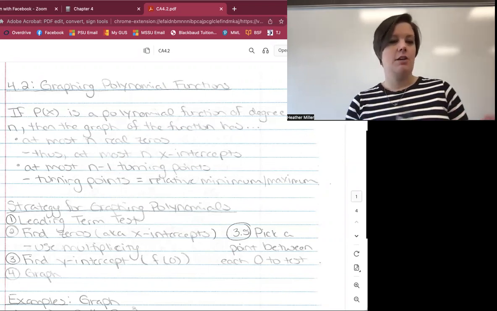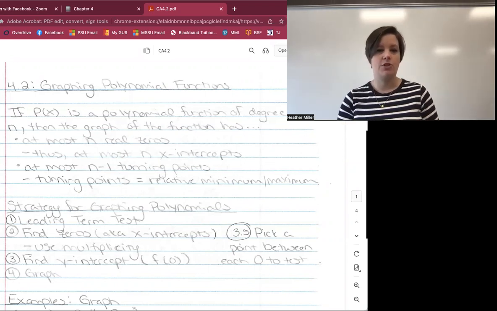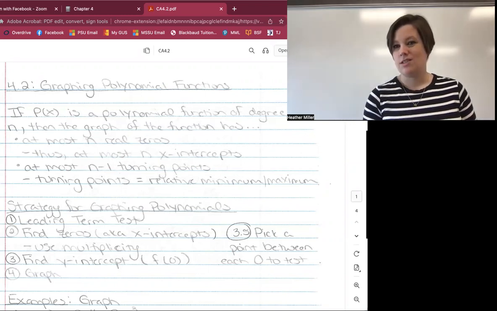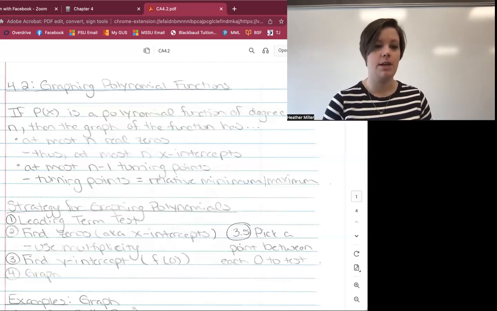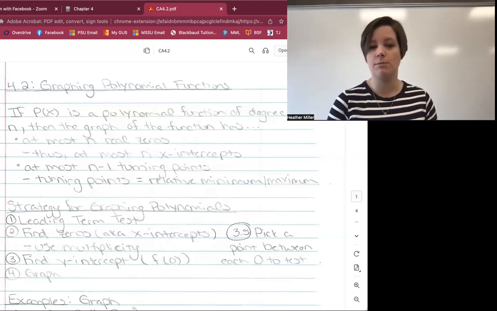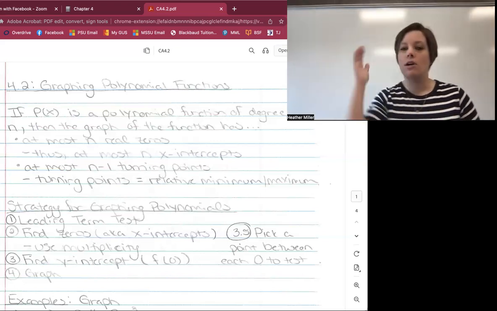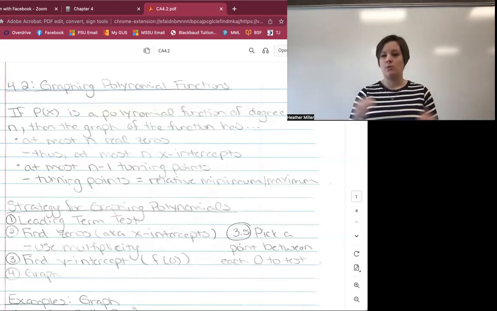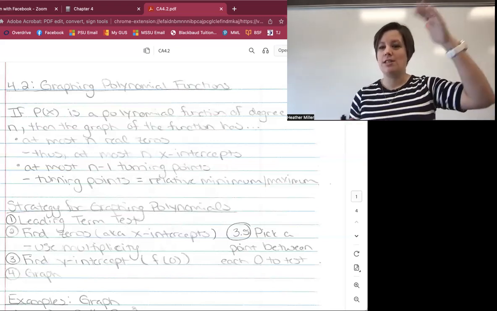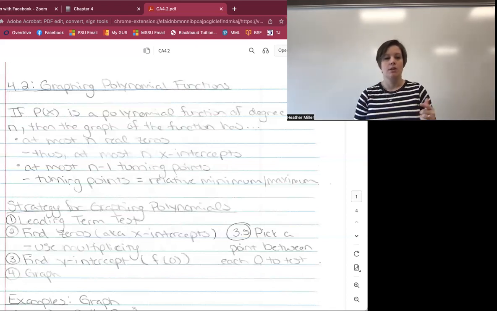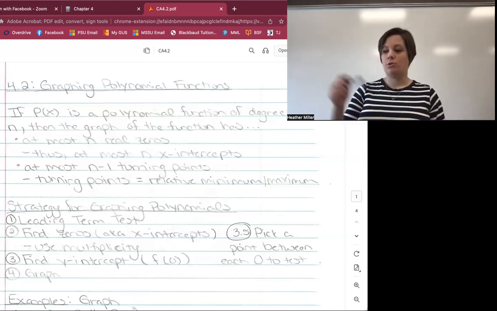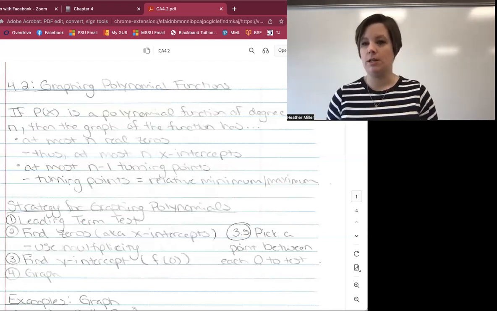It says, if p of x is a polynomial function of degree n, then the graph of this function has at most n real zeros. And since zeros are x-intercepts, that means it has at most n x-intercepts. And it has at most n minus 1 turning points. Remember, turning points are relative mins and maxes. That's where on your graph you're shifting from increasing to decreasing, or from decreasing to increasing. And that's kind of important as we go through trying to graph these and determining what's going on in our graphs.